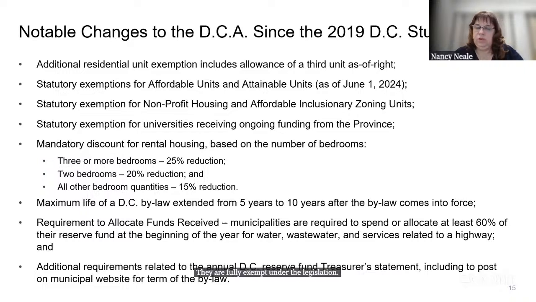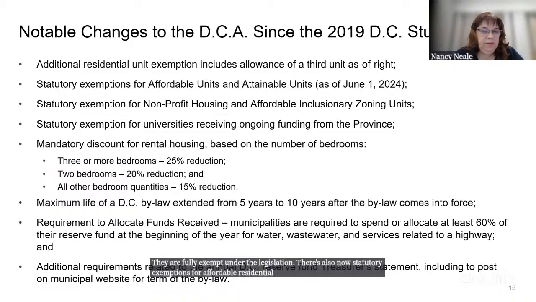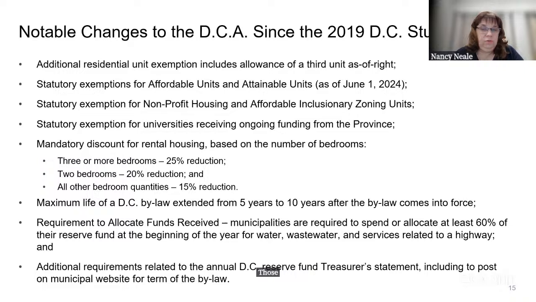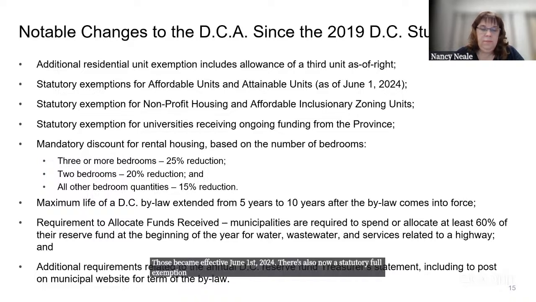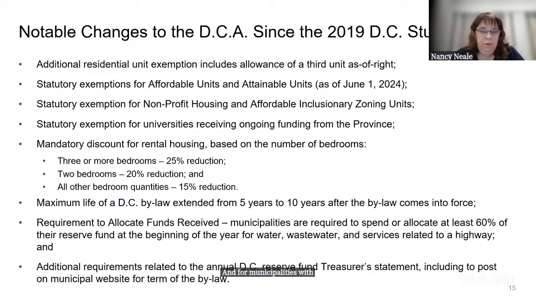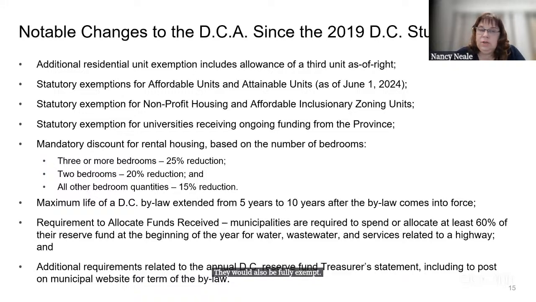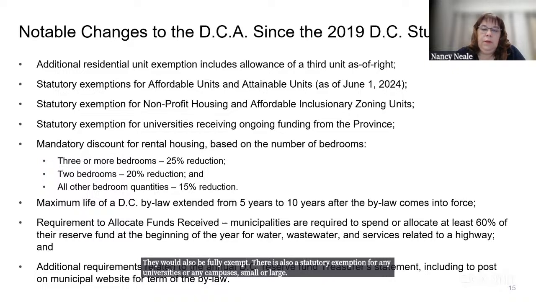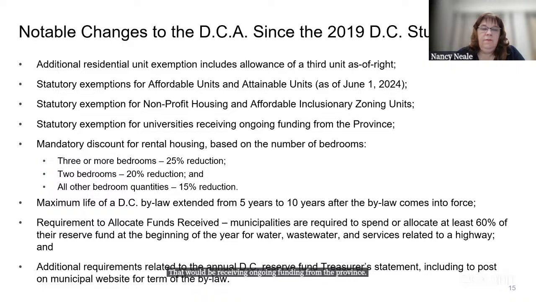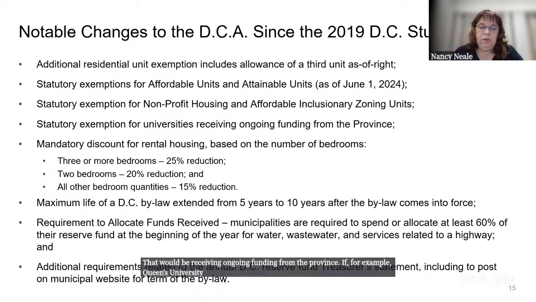There are also now statutory exemptions for affordable residential units and attainable residential units. Those became effective June 1st, 2024. There's also now a statutory full exemption for nonprofit housing and for municipalities with inclusionary zoning bylaws that define affordable housing units differently than the affordable units under the Development Charges Act are defined. They would also be fully exempt. There's also a statutory exemption for any universities or campuses, small or large, that would be receiving ongoing funding from the province. If, for example, Queen's University wanted to do an expansion or build a new building, they would not have to pay the non-residential development charges.